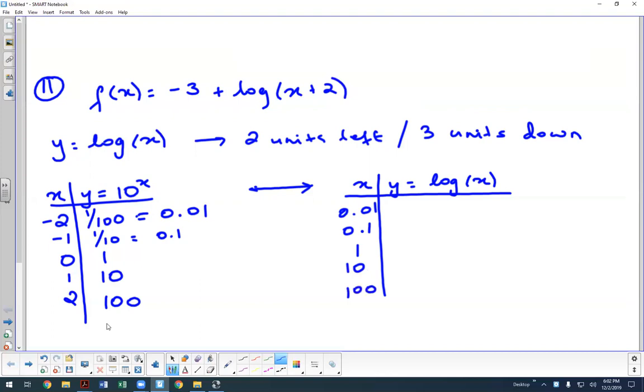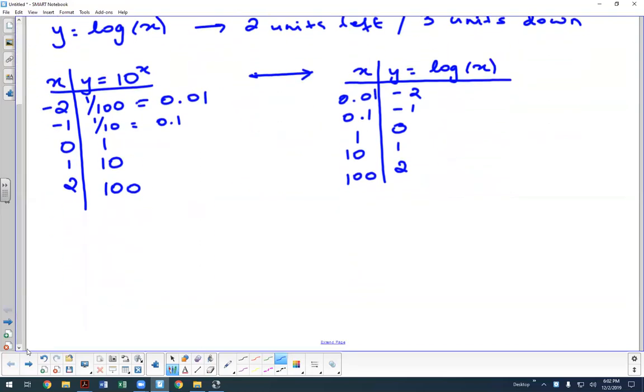we should get a table for our base 10 logarithm function. Okay, because we want to see how that transformation happens. So come up with your table for the logarithmic function. Now, once we have that, we need to see how the transformation creates a new table for the -3 plus log of x plus 2 function.